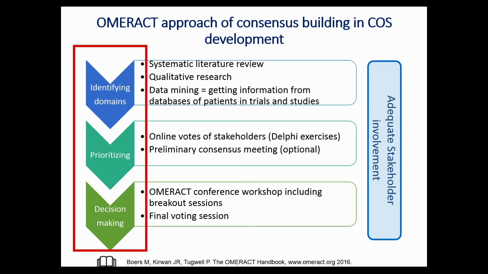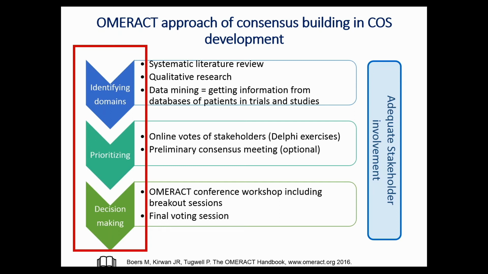You have to do a systematic literature review. You may add this by doing qualitative research, having interviews, focus group meetings, and then you do something that is called data mining, getting information from databases of patients in trials and studies. And this is something where also the pharmaceutical company comes in. They are an active partner in the work that OMERACT is doing. And to do the data mining, for instance, we rely on the collaboration with pharma companies that provide their data sets to researchers, for instance, to look at the outcomes on different domains and how specific instruments perform.